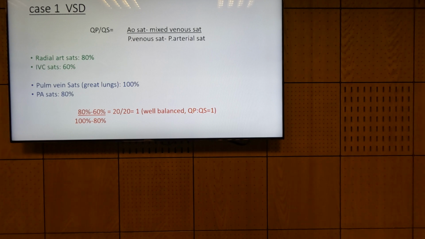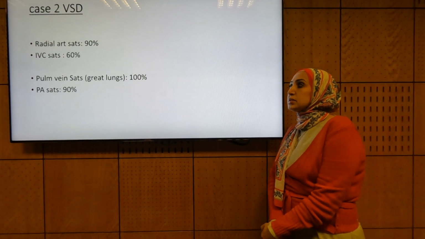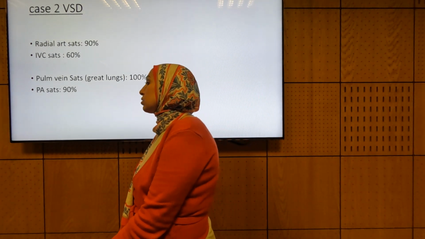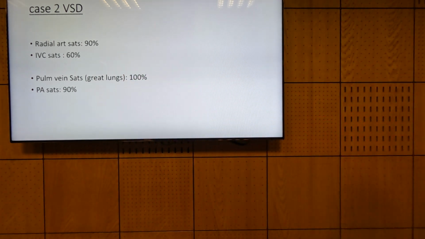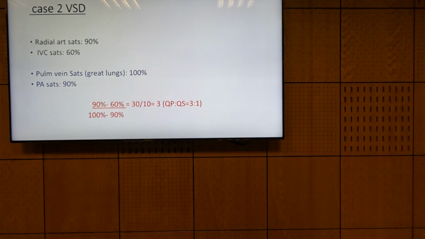is balanced. Another one, we have the aorta is 90 and the inferior vena cava is 60, so the difference is 30, and we have pulmonary venous saturation is 100 and the pulmonary artery is 90, so it's 30 divided by 10, QP/QS is 3. This is how it goes in the cath lab.